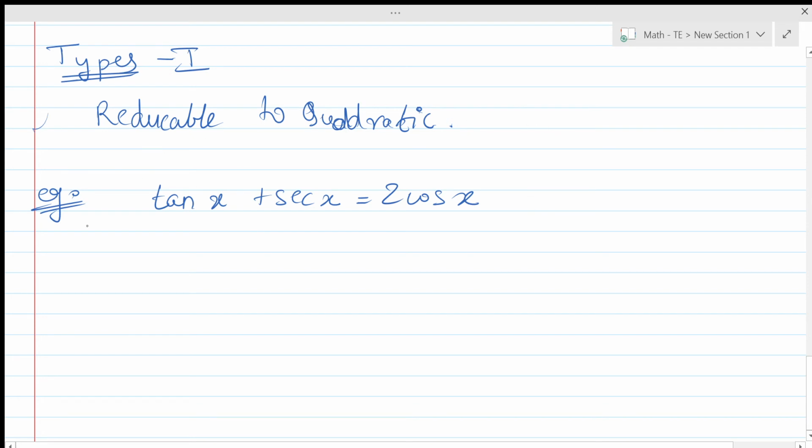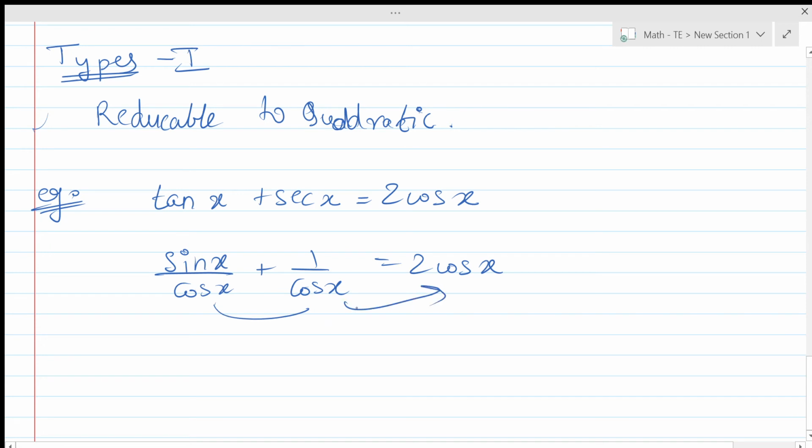Well, convert this into sine and cos. Let's see, sine x upon cos x plus 1 upon cos x is equal to cos x. So the denominator is the same, let's send it to the RHS. Sine x plus 1 is equal to 2 cos square x.